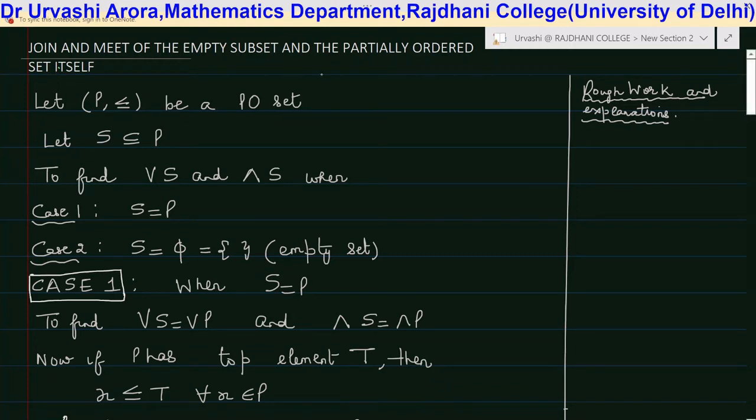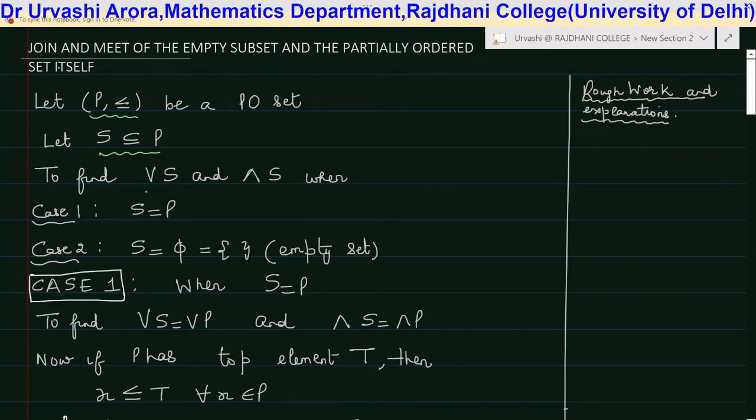Hello students, in this video lecture I am going to discuss the join and meet of the empty subset of a PO set and the join and meet of a PO set, or a partially ordered set. So for discussing the join and meet of these two particular subsets, that is the empty subset of a partially ordered set and the partially ordered set itself, let me consider P, less than or equal to, to be a PO set and let S contained in P be a subset of P.